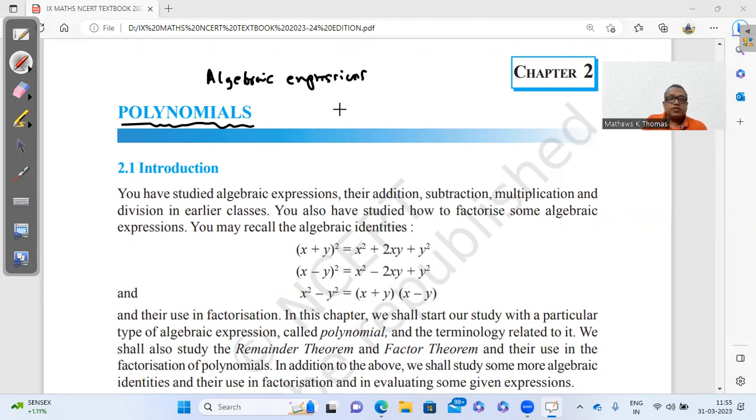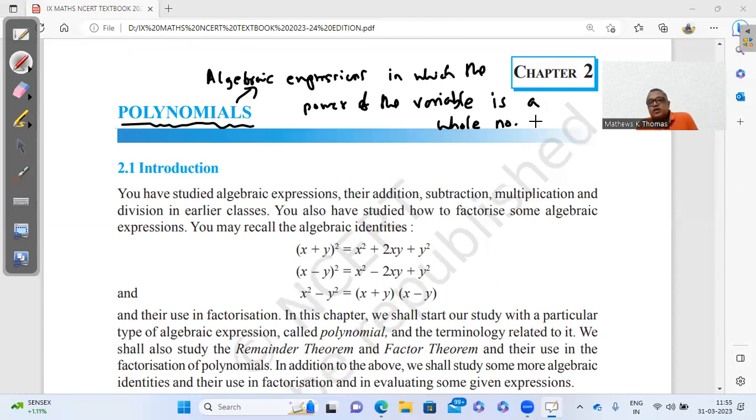They are algebraic expressions in which the power of the variable, not the constant, right? Power of the variable. Variable means your x, y, and all these values. Power of the variable is a whole number. Whole number means it cannot be negative. It can be 0 or any positive value 1 to infinity. So what are polynomials? They are algebraic expressions in which the power of the variable is a whole number.